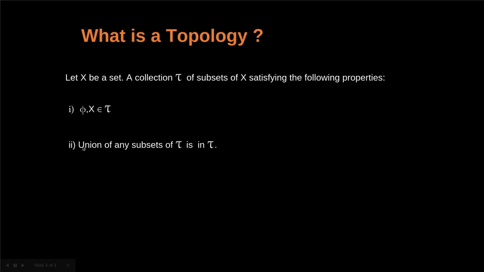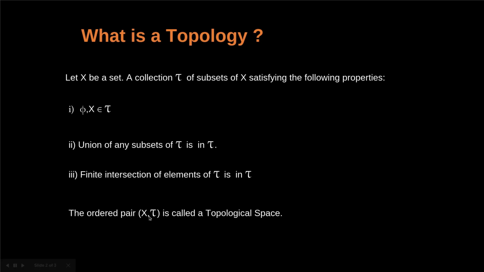And the next property is that a union of any subsets of tau is in tau. So this means if we take the union of any subsets of tau, the union also must belong to the collection tau. And then the last property is that a finite intersection of elements of tau is in tau. So if we take a finite intersection of elements of tau, it must belong to tau. And the ordered pair X and tau together is called a topological space. So this means the set X with the topology tau together is called a topological space.